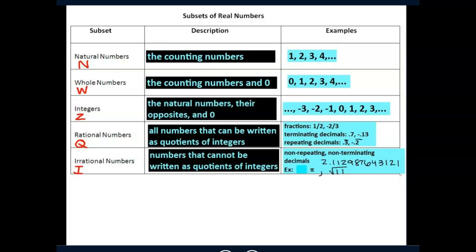Well, as you work through learning, at some point you also learned that there was the number 0. The number 0 is known as a whole number. And a whole number is really just all the counting numbers plus the number 0.